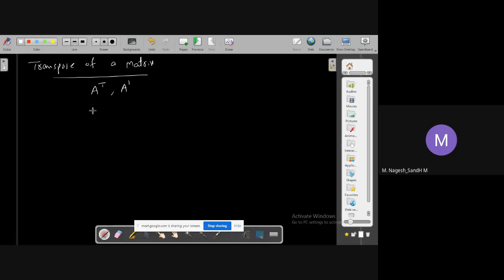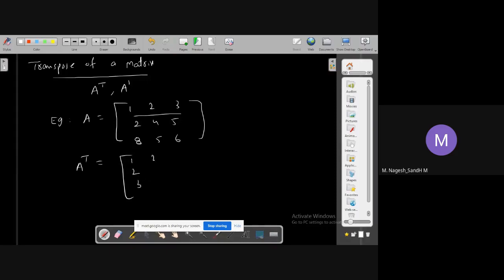To understand this, for example, A is equal to 1 2 3, 2 4 5, 3 5 6. Now A transpose: interchange rows into columns. This row 1 2 3 becomes a column, then 2 4 5, next 3 5 6. This is the transpose of the matrix.